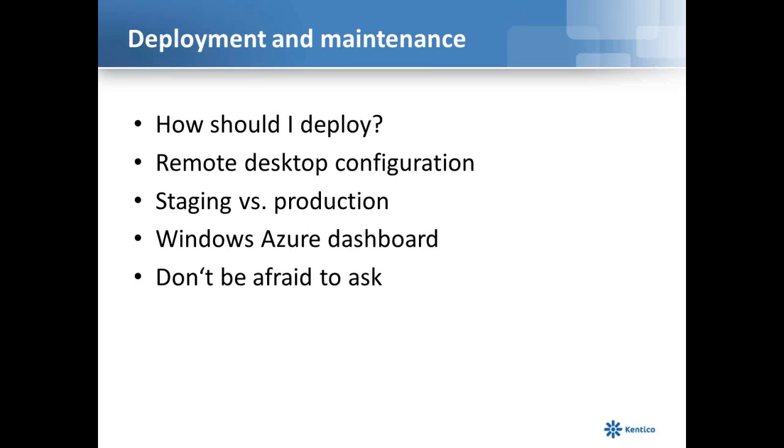Now, a few words about staging and production. In Windows Azure, you have two slots, two environments. First one is staging, second one is production. Staging is for testing purposes. So when you deploy, you can first deploy to staging and then test there, and if everything is okay, you can switch to production.